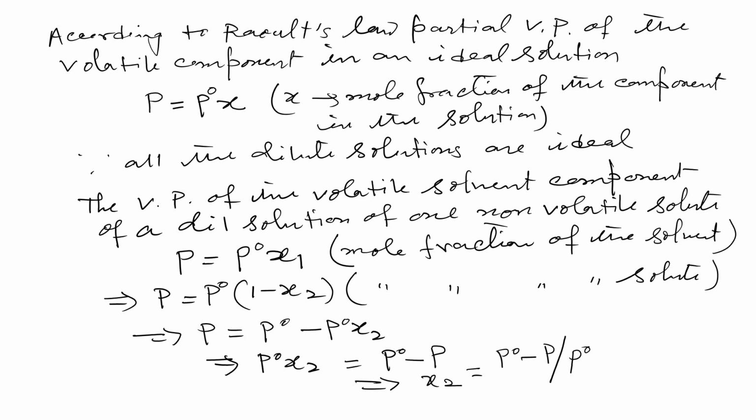So the vapor pressure of the pure liquid is lowered due to addition of non-volatile solute, which is known as the lowering of vapor pressure due to addition of non-volatile solute. And then this relative lowering of vapor pressure due to addition of non-volatile solute is equal to the mole fraction of the solute in the solution. That is as per Raoult's law.